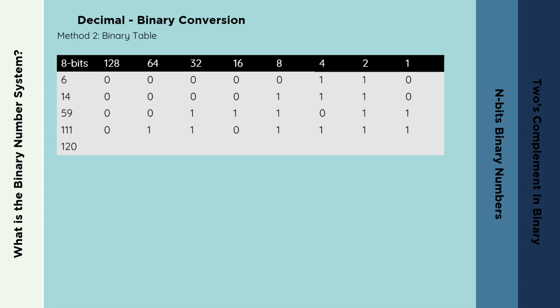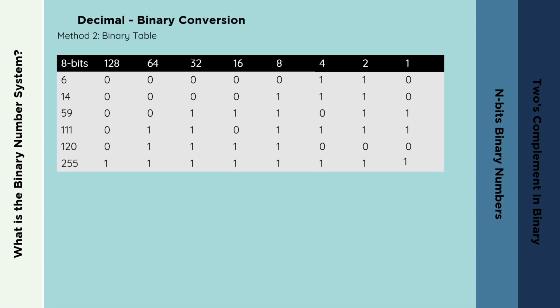Finally, the next example is 120. 120 again is smaller than 128, so it obviously won't be used. 64 is used, 32 is used, 16 is used, 8 is used, 4 isn't used, 2 isn't used, and 1 isn't used. Thus, the binary equivalent of 120 is 0, 1, 1, 1, 1, 0, 0, 0.